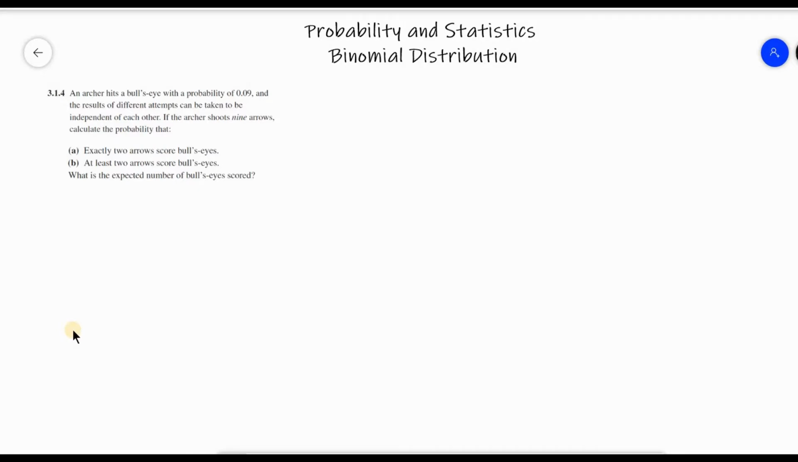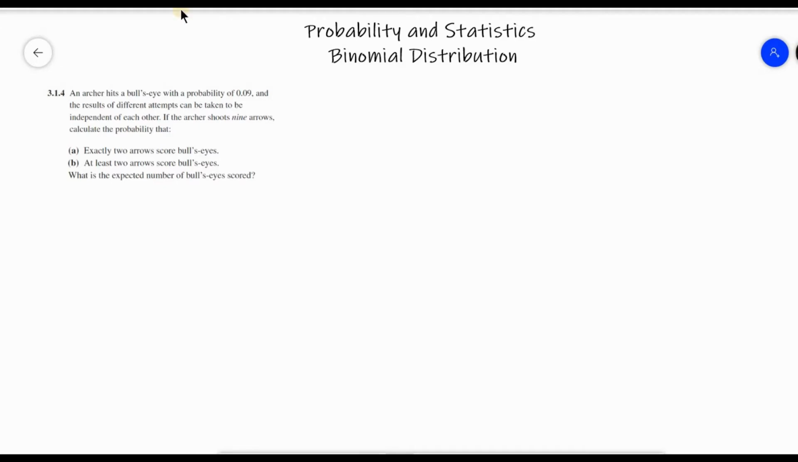So in today's video of probability and statistics, we are going to practice two problems from the topic binomial distribution. Now I have taken the problem from the book, so I'll mention that page number or the topic number in our description box. So let's see what do we have for this problem.